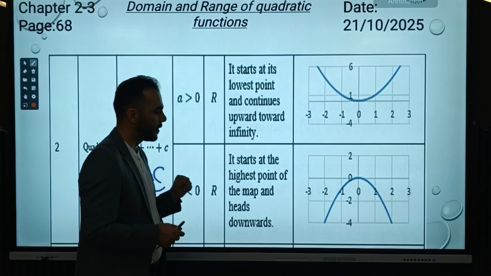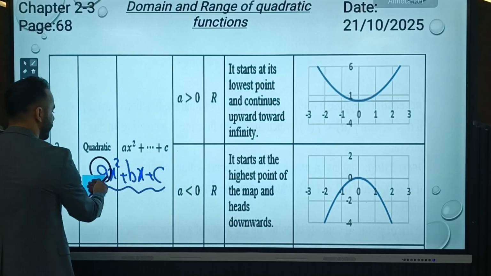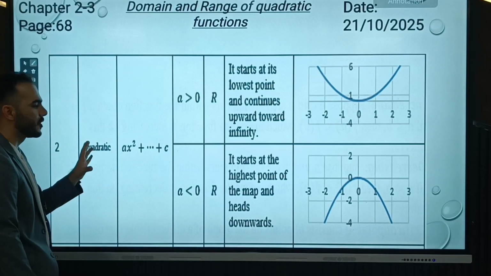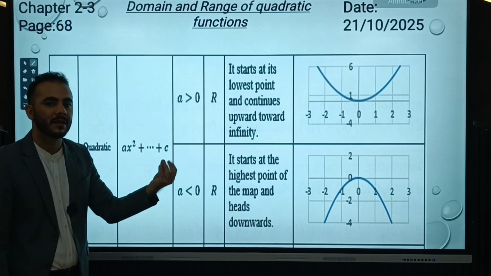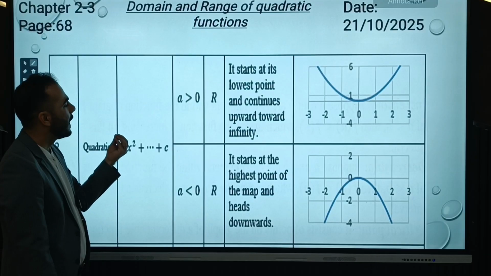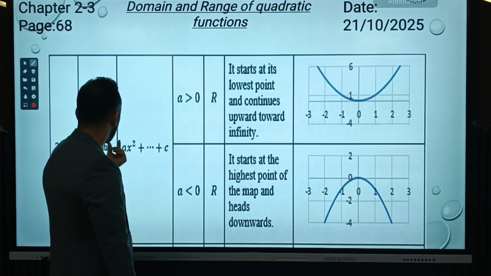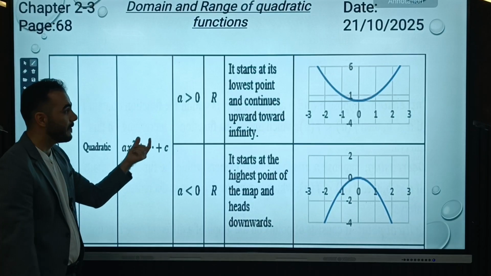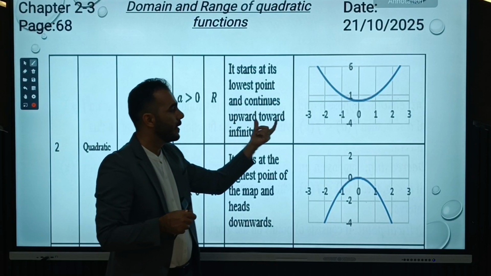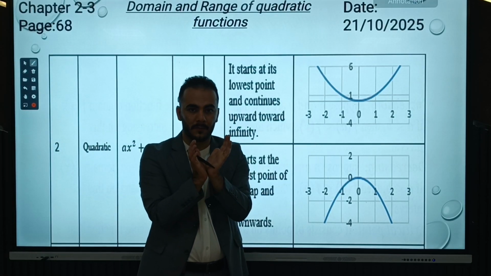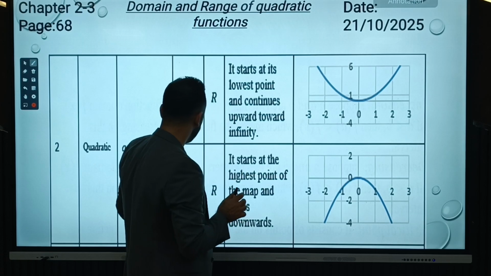So let's just summarize it in this way. If you have a quadratic function, a is the coefficient of x squared. If a is a positive number, the graph is going to open up. If a is negative, it's going to open down. That is the first thing that you need to know regarding the quadratic function.